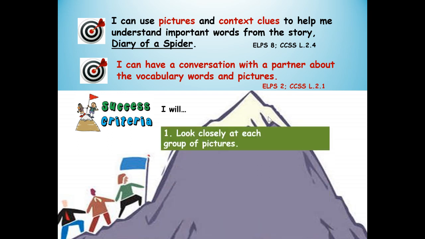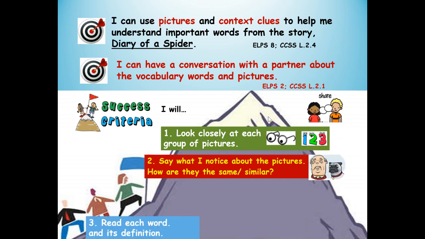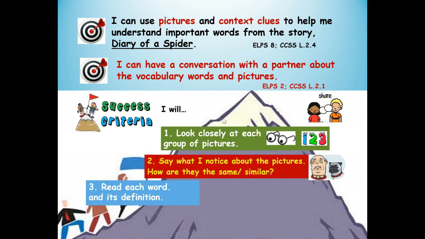Number 1, look closely at each group of pictures. Number 2, say what I notice about the pictures. How are they the same or similar? Number 3, read each word and its definition.